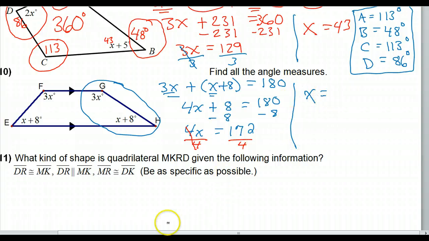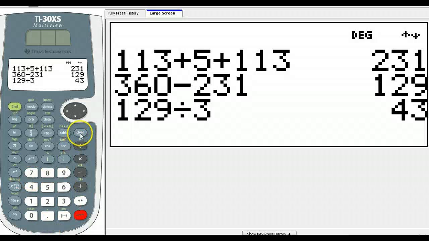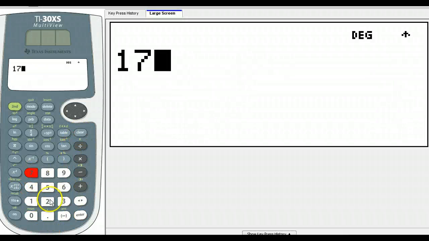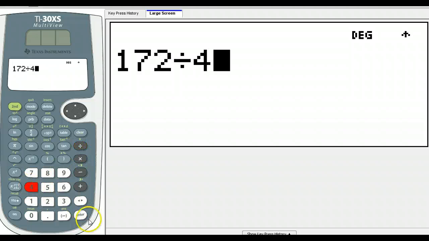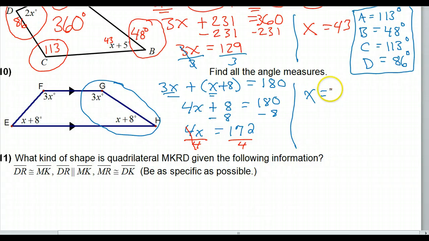Okay, so x is equal to 43. Okay, so x is 43. That means angle E is x plus 8. So it's 43 plus 8. Okay, so that's going to be 51. So angle E is 51 degrees.